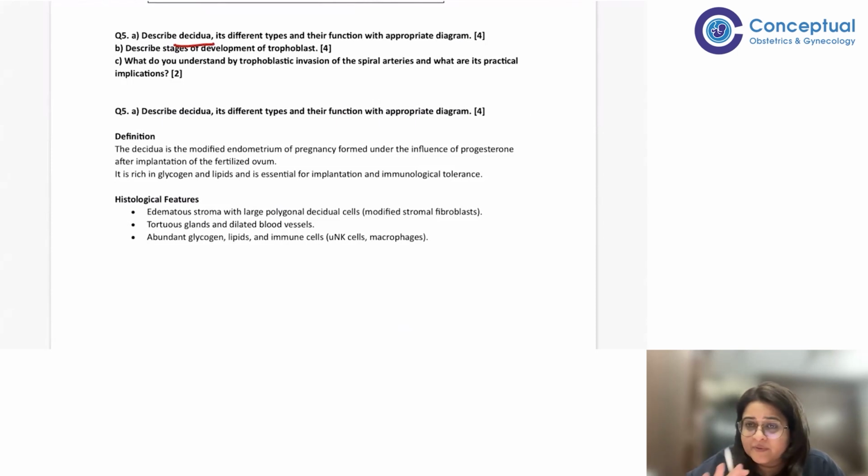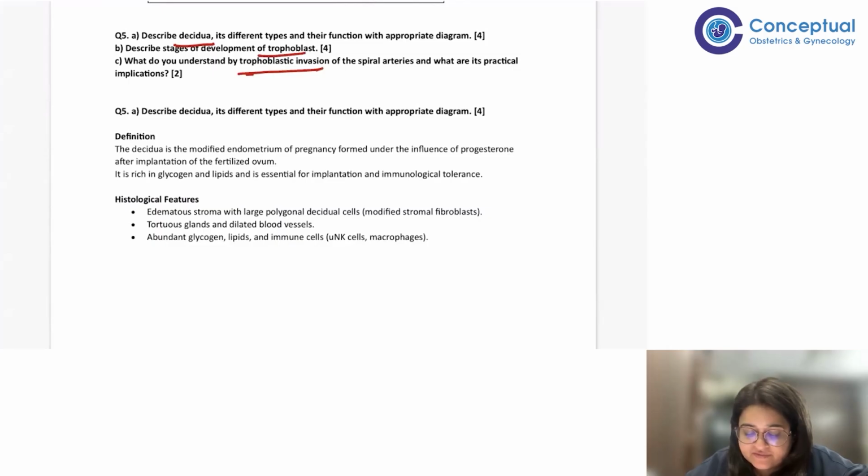So the first paper is all about anatomy and physiology. Just go through all the important anatomical structures, and go through the important physiology, especially placental physiology and pregnancy-related changes, because one question is going to come from the placenta, and one question is going to come from other physiological changes in pregnancy. So, describe the decidua, describe the stages of development of the trophoblast, and what do you understand by trophoblastic invasion of the spiral arteriole?